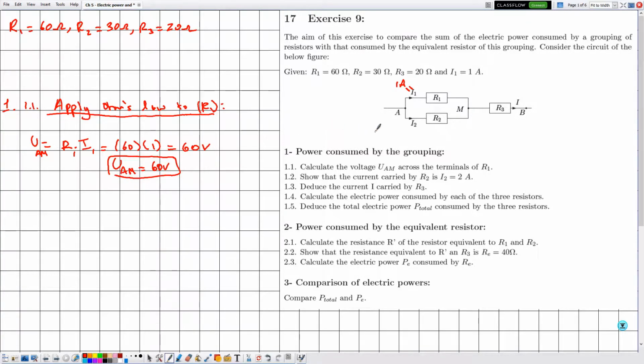And I repeat, the trick in solving such type of exercises is to write the applied and reversed voltage and current respectively on the electric circuit. Then here we have 60 volts, which is the voltage UAM.